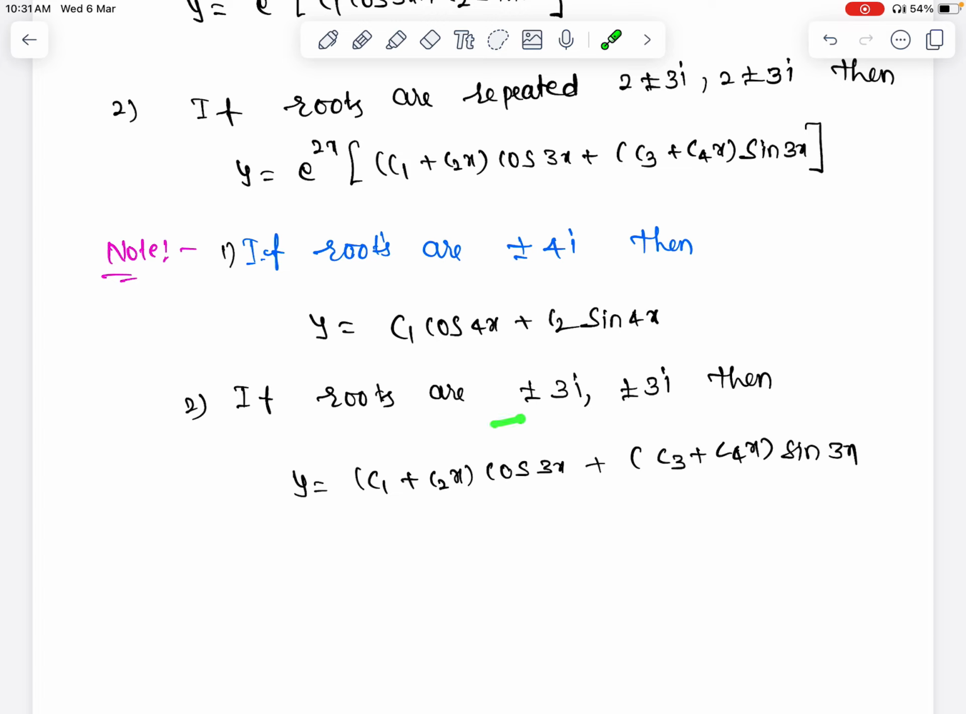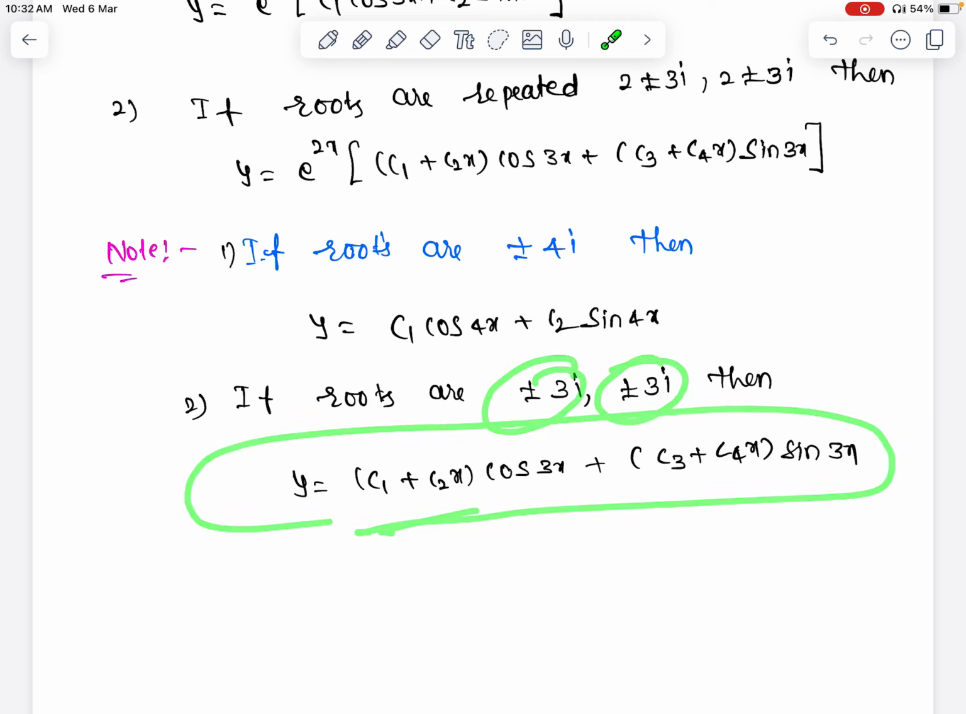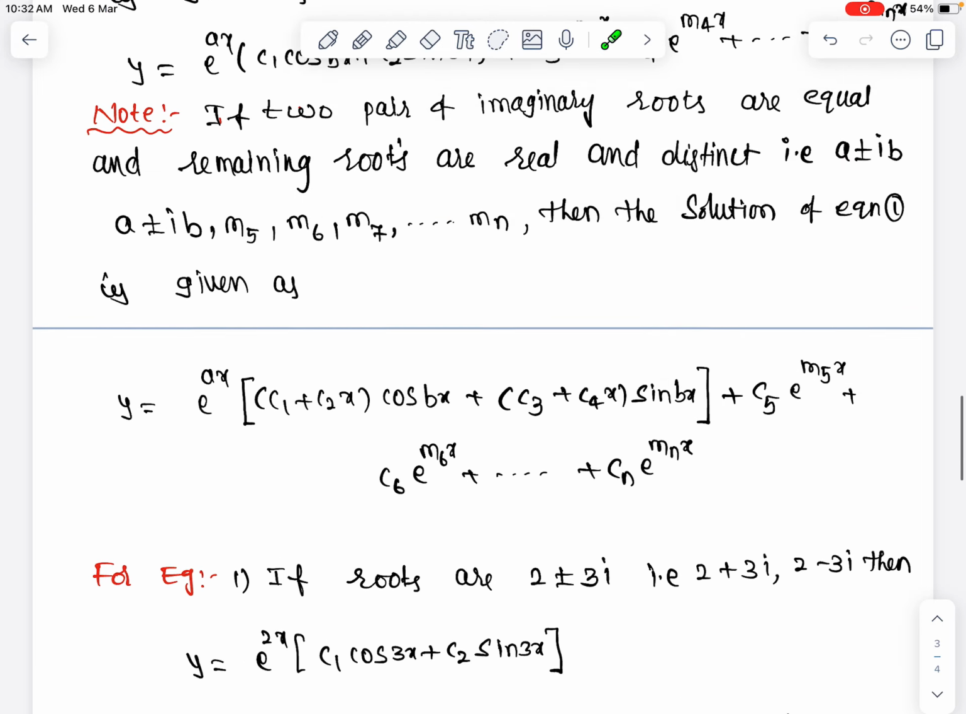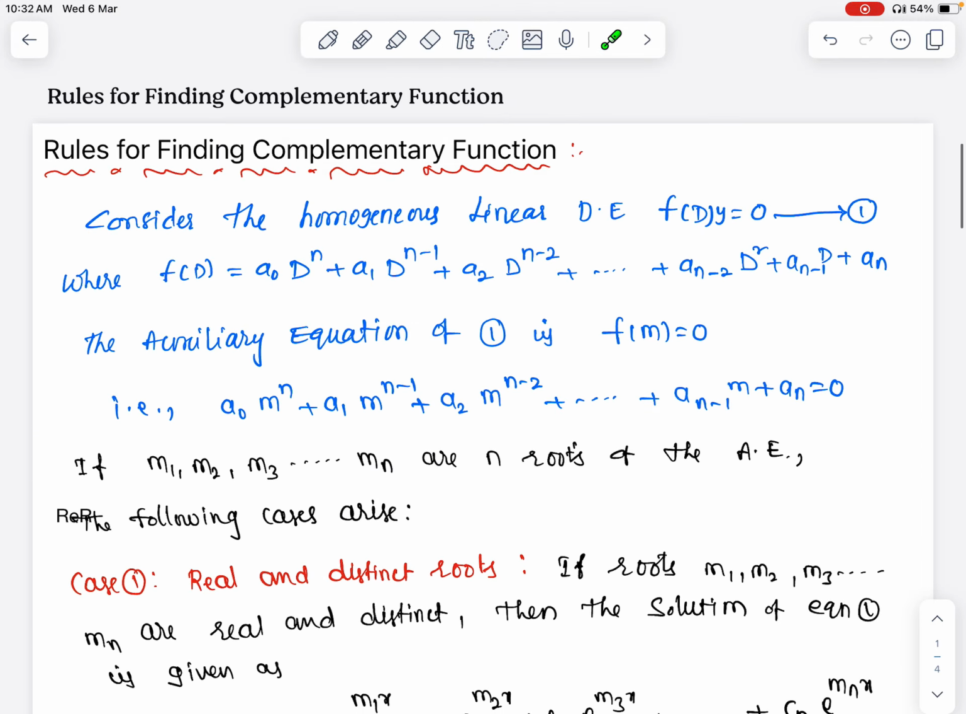Similarly, sometimes we may get repeated roots: plus or minus 3i repeated twice, a pair repeated twice. Then the general solution is C1 plus C2x into cos 3x plus C3 plus C4x into sin 3x. It is the general solution when two pairs are repeated, only imaginary, that is, without a real part. These are the total four formulas, the rules for finding the complementary function. I think you understood. Thank you.